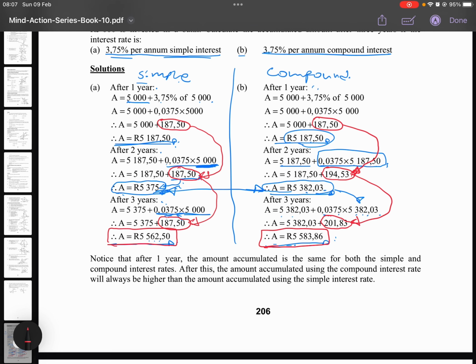That, in a nutshell, gives you the difference between simple and compound interest. So it's only based on how the interest is calculated. The difference between these two types of interest is based merely on how the interest is being calculated. Is it always on the original amount, or is it on the accumulated amount at that point in time? Then you can tell whether it's compound or simple. That's how easy it is to differentiate between the two types of interest. Thank you.